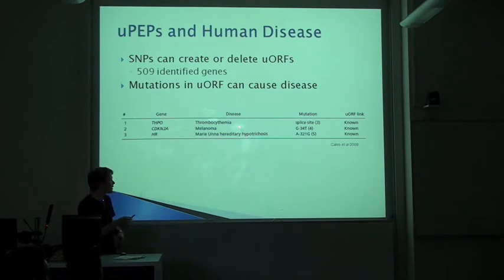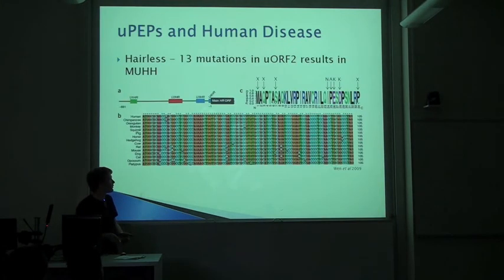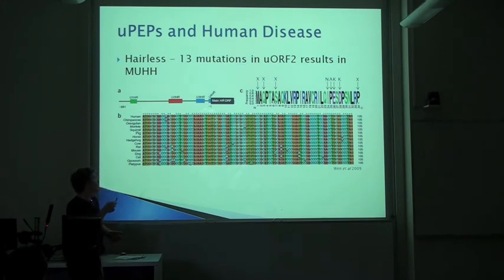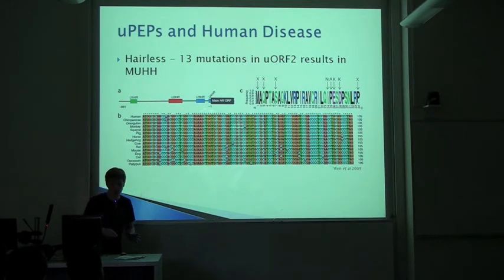to produce diseases. One of these, called Marie Unna hereditary hypotrichosis, or MUHH, was further characterised by Wen et al. in 2009. They identified 13 mutations in the second upstream uPEP reading frame. You can see where the mutations are in this diagram here, all of which caused MUHH. MUHH is a disease where you're born with sparse, wiry hair. As you grow older, this hair falls out until you reach puberty, where you basically become bald. And this UORF was also highly conserved across 15 other mammals.